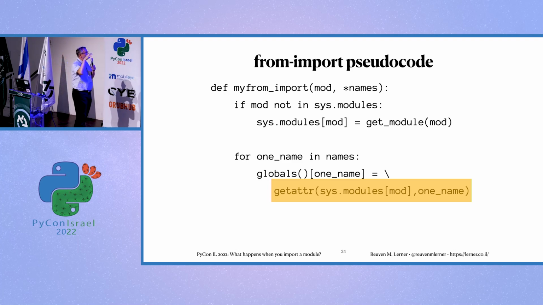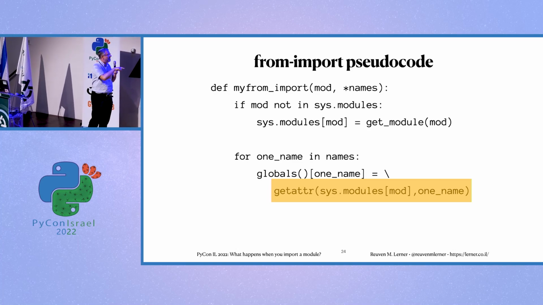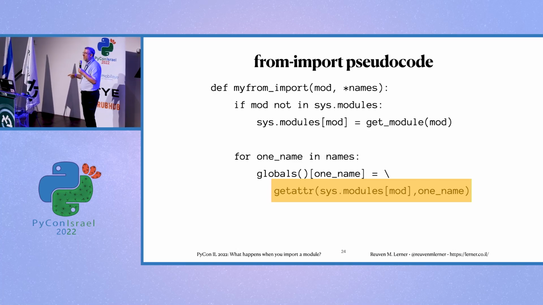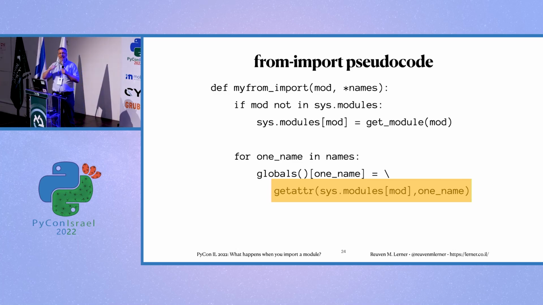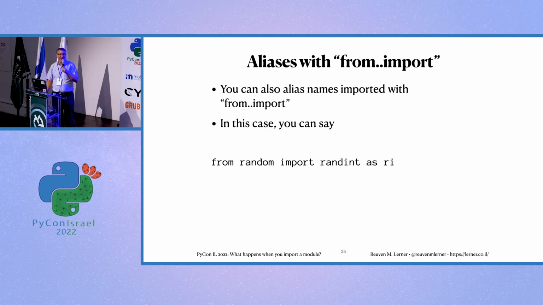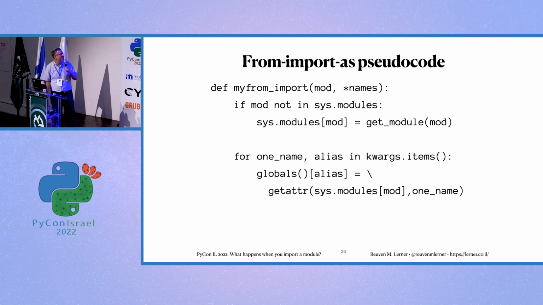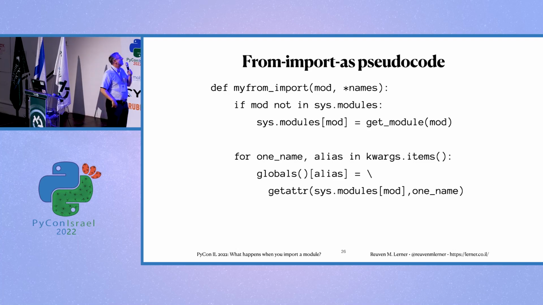That is turned into getattr. getattr(A, string B) is the same as A.B. So here I'm saying go to sys.modules[mod] and retrieve the attribute, one name, whatever that happens to be, from there, and then assign it to that variable. By the way, you can also do aliases here too, right? You can say from random import rand_int as rand_i, and I have some pseudocode for that as well, because why not? Because you don't have to debug pseudocode, as I said.